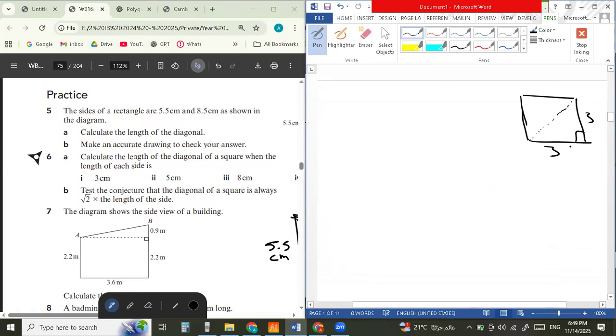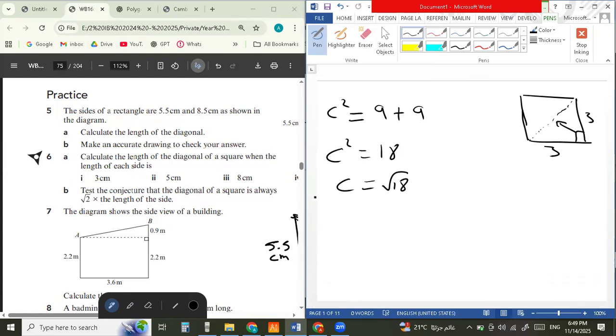Well, Mister, I know that this is a right angle, so this is the hypotenuse, c squared. So c squared equals 3 squared, which is 9, plus 3 squared also, which is 9. So c squared equals 18. The diagonal is the square root of 18, and leave it this way, because it's a surd. So it is the square root of 18. Let's go to the other one.